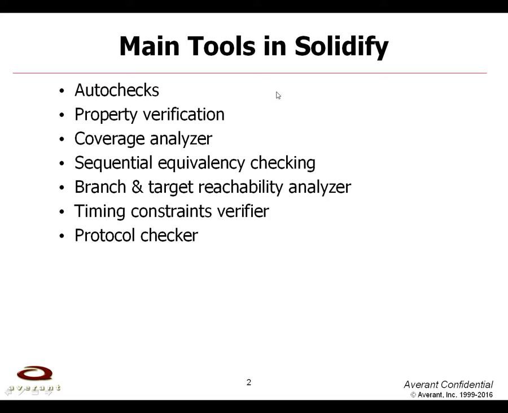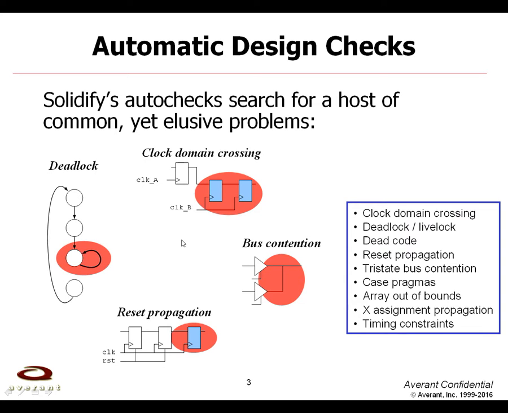The main tools in Solidify are automatic checks. These are like lint checks except that they use a formal verification engine, property verification, coverage analyzer, sequential equivalency checking, branch and target reachability analyzer, timing constraints verifier, these are false paths and multi-cycle paths, and finally protocol checker, and this checks protocols like ARM AMBA.